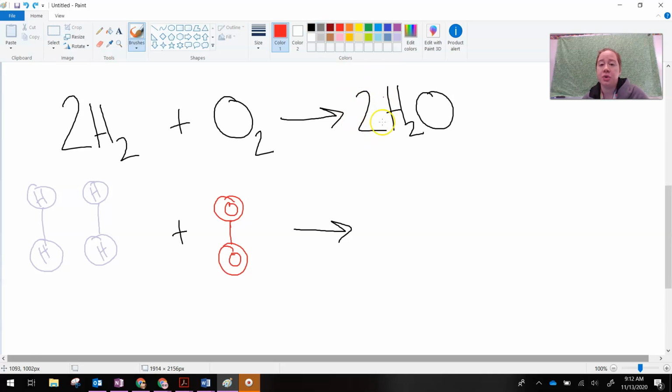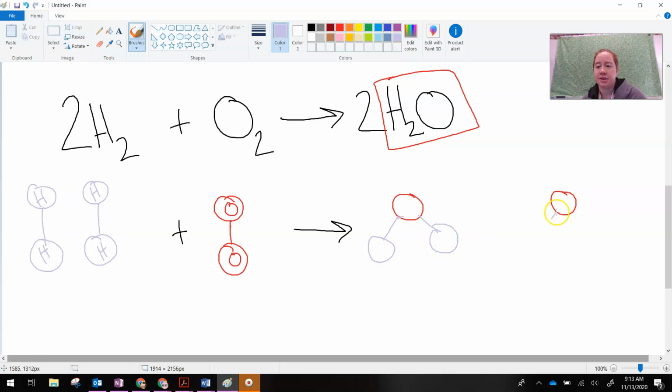And then you have a big capital 2 in front of this entire thing. Okay, so 2 of these molecules. So that means I've got 1 oxygen atom in each of these molecules. And I use this little light purple color for the hydrogens. So there's my 2 hydrogens on that molecule. Here's my 2 hydrogens on this molecule. So now I have 2 H2Os.